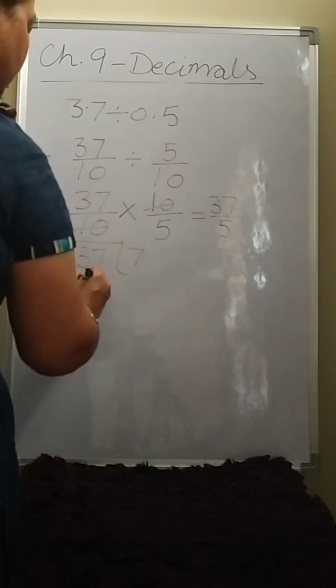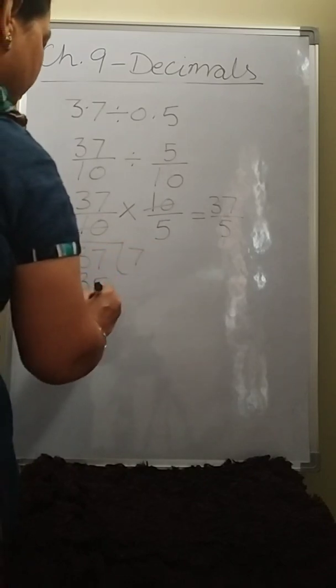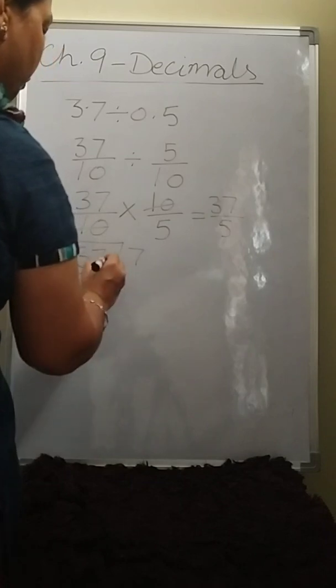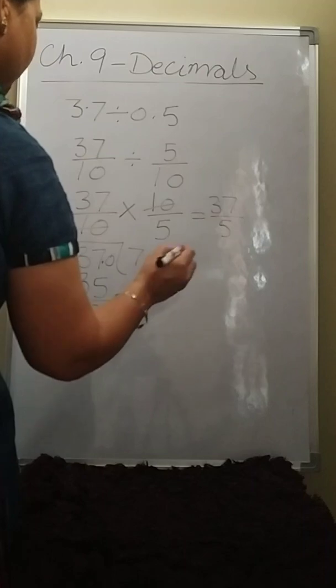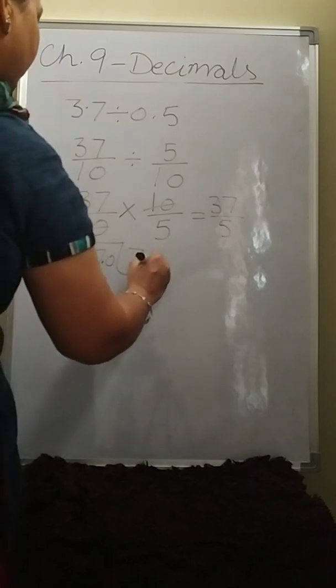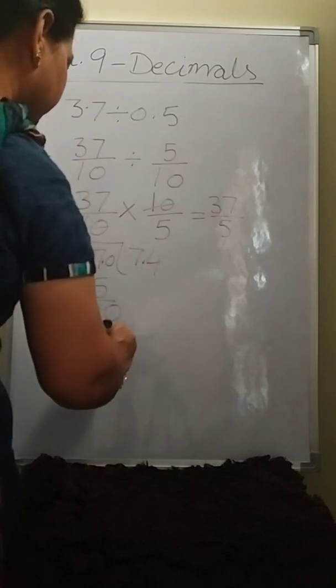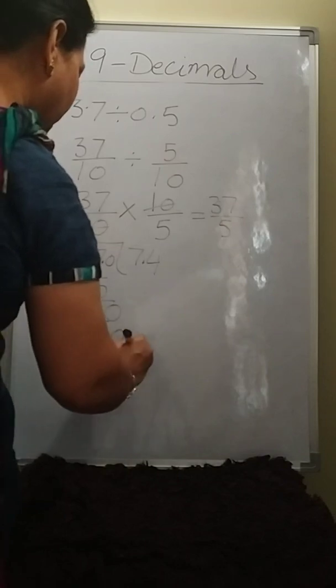5 sevens are 35. 2 is here. You will put a point and bring down the 0. 20 here. Here also a point. 5 4s are 20. One method is this.